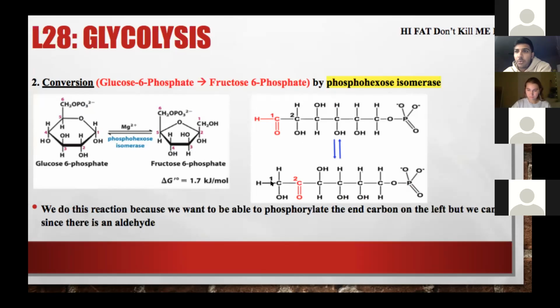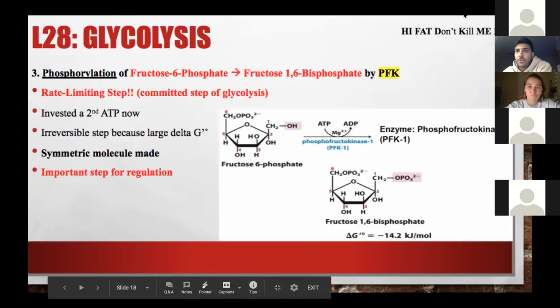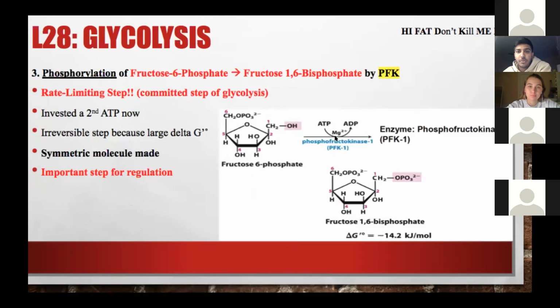And the reason why we want to phosphorylate is because if you have a phosphoryl group here and another one here, you can literally cleave the bond, right? You can cleave it, like you can split the 6 carbon into 3. And so that's basically what we're doing. And so for phosphorylation, obviously you're going to phosphorylate this, and so you're going to have that phosphoryl group here. And so you're going to go from fructose 6 to 1,6.